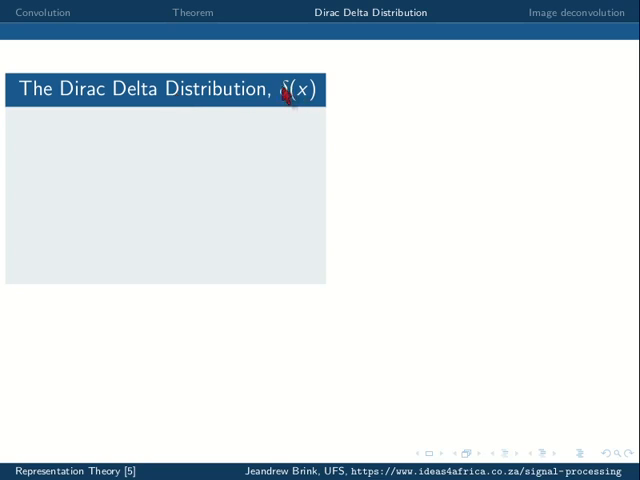We often call this delta of x, and this is different from the delta I've been using, delta kn, which is the Kronecker delta function, which is 1 if k is equal to n and 0 otherwise. This is the distribution. We usually give it an argument of x. It has the property that it behaves as if it is infinity at x equals 0 and 0 when x is not equal to 0.